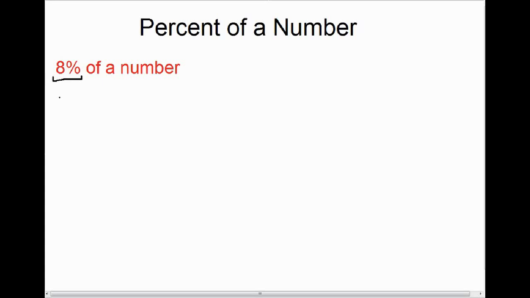So if you remember, 8% means 8 over 100. And 8 over 100 means 8 divided by 100. When we divide by 100, we have to move the decimal 2 places to the left. So if I move it just one place to the left, I haven't moved it enough. So I have to actually put a 0 in front of that 8. So when we divide 8 divided by 100, it equals 0.08. Remember, the decimal started here, and we moved it 2 places to the left. So 8% as a decimal is 0.08.